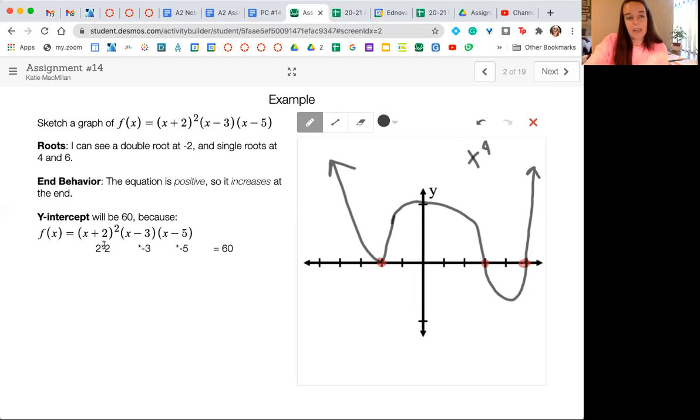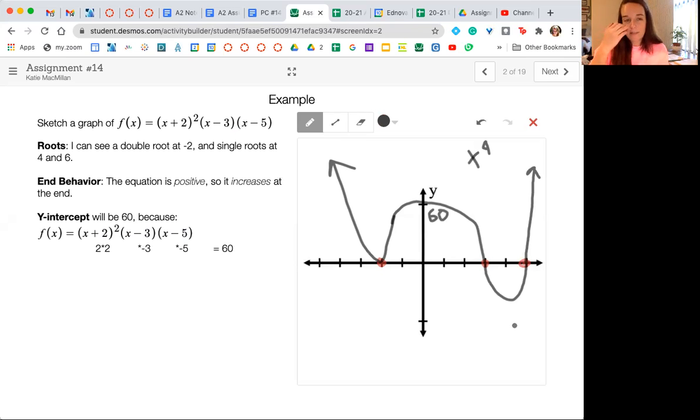And then finally, the y-intercept, I know is 60 because I have +2 here, and there are 2 of them, remember? So +2 times +2 would be 4, times -3 would be -12, times -5 would be +60. So 12 times 5 is 60. So I know this point right here is my y-intercept, and I'm going to label it as 60.